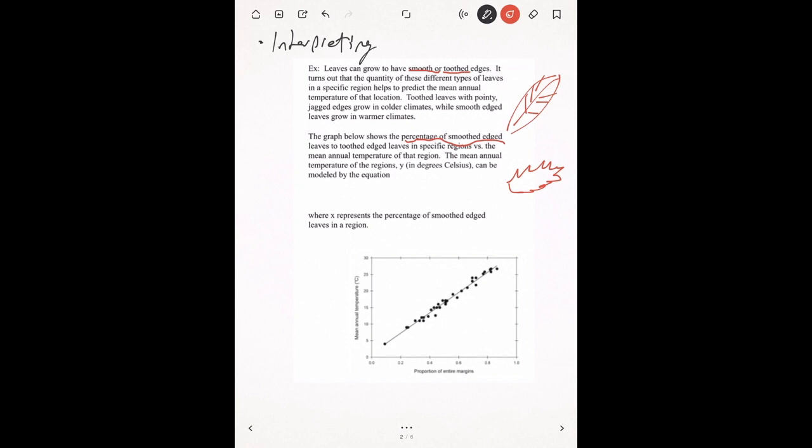Knowing that, you would also be able to come up with what the temperature is, and that's what people did here. They plotted all these different percentages and temperatures, and they came up with a really nicely linear graph. These are all percentages, and whatever the percent of smoothed edge leaves you found, you can tell what the temperature is.